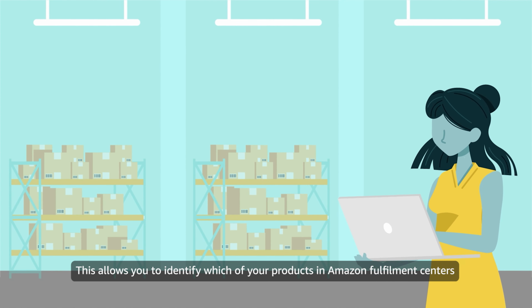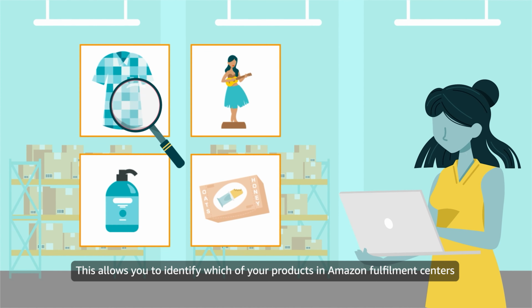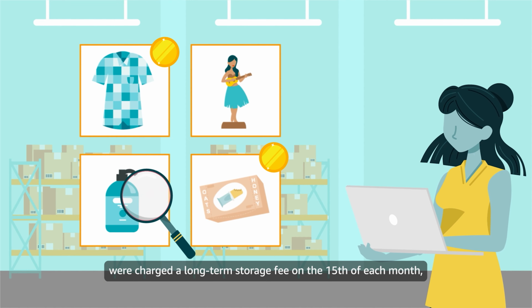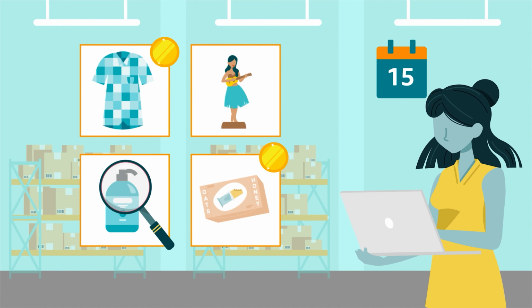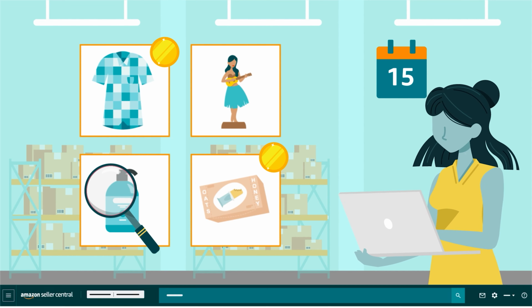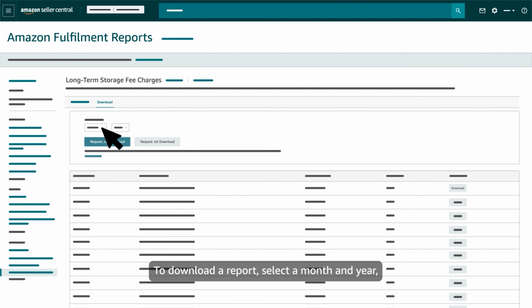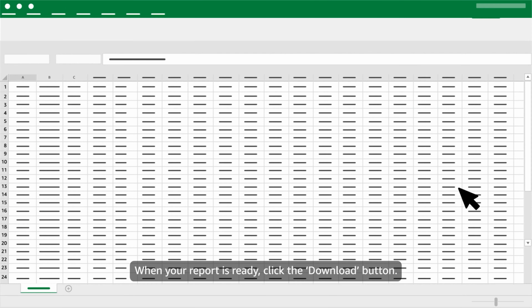This allows you to identify which of your products in Amazon fulfillment centers were charged a long-term storage fee on the 15th of each month, and to review the amounts charged. To view the report online, select a month and year, then click the Generate Report button. To download a report, select a month and year, then select .csv or .txt as your file type. When your report is ready, click the Download button.